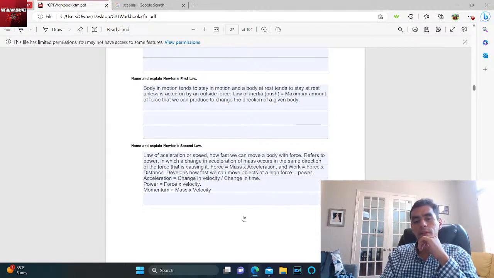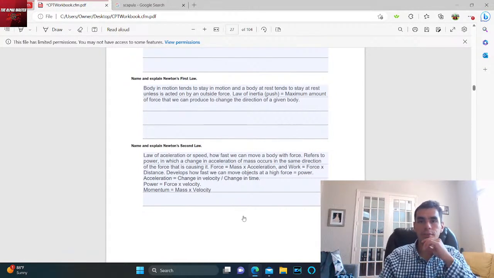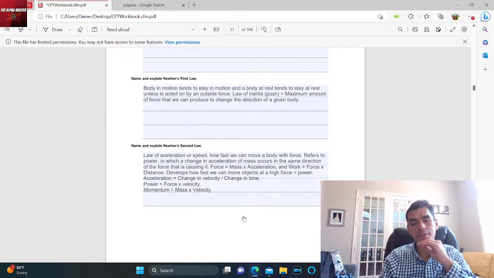Power is going to be force times velocity. Power is force times velocity. And finally, momentum is going to be mass times velocity. Power is force times velocity, and momentum is mass times velocity.